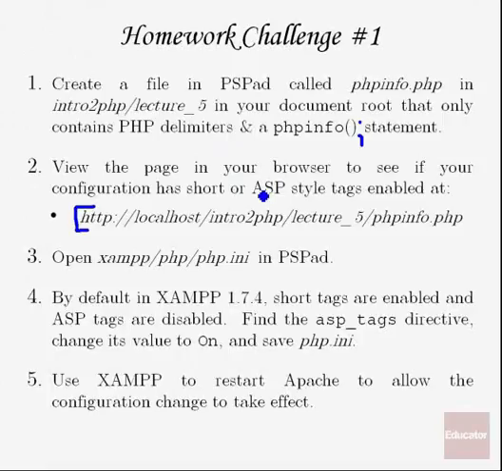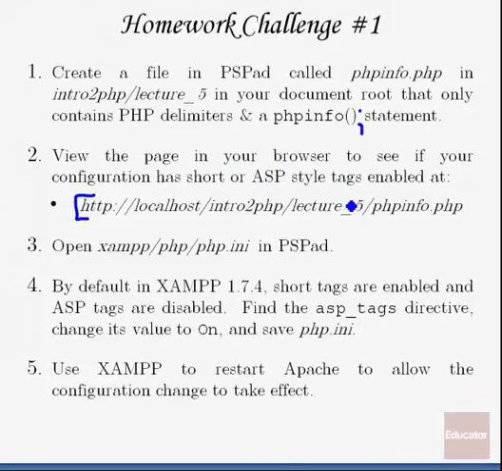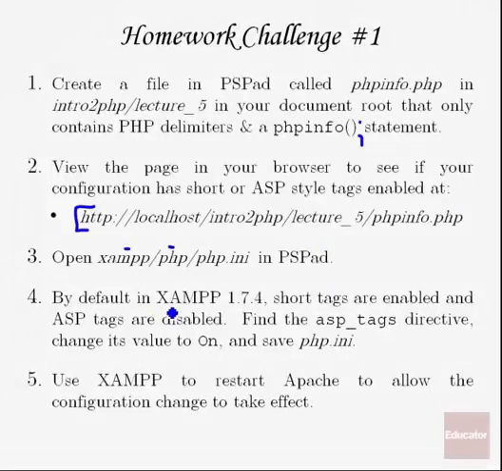Once you see your configuration, you can see if short tags and ASP tags are enabled. You can open up the php.ini file in PSPad like we did today. Again, it's located in the PHP folder of the XAMPP installation directory. Assuming you have the default setup, by default in XAMPP 1.7.4, which is what we standardized on in this course, short tags are enabled, as we saw, and ASP tags are enabled. So I'd like you to find the ASP tags directive, change its value to on, save the file, go ahead and restart Apache, and then when you look at the phpinfo file, you should be able to confirm that the changes took place.